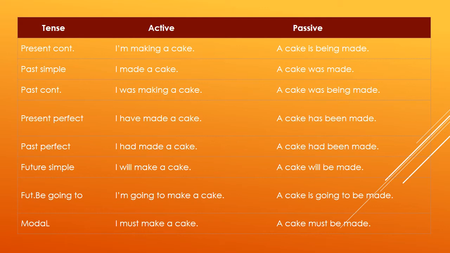Future simple, I will make a cake. Into the passive is a cake will be made. Future be going to, I'm going to make a cake. And in the passive is a cake is going to be made. If we want to use a modal verb, we have I must make a cake, and changing into the passive is going to be a cake must be made.